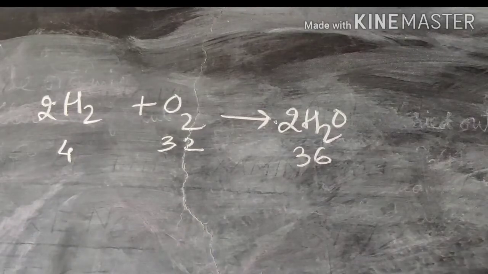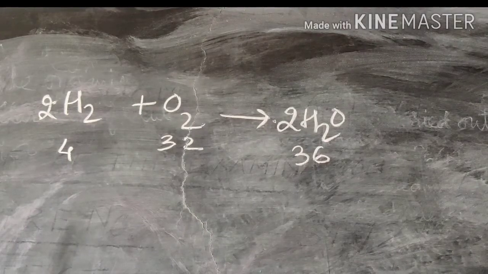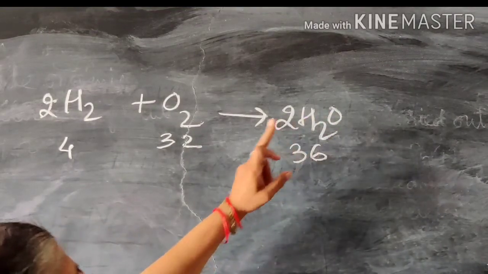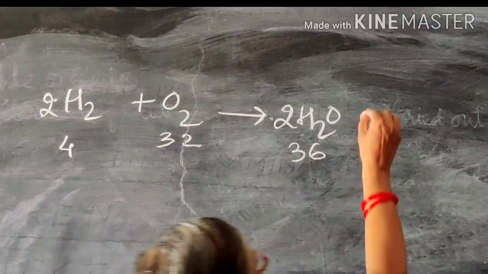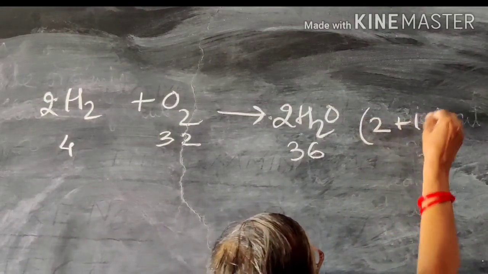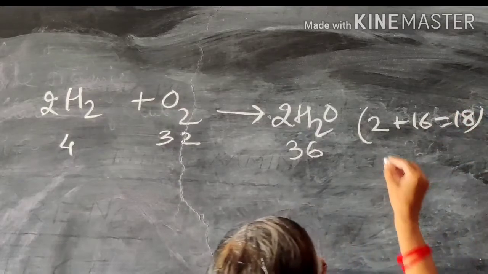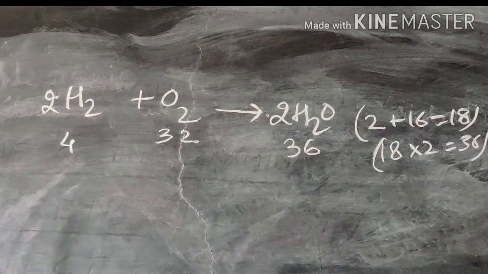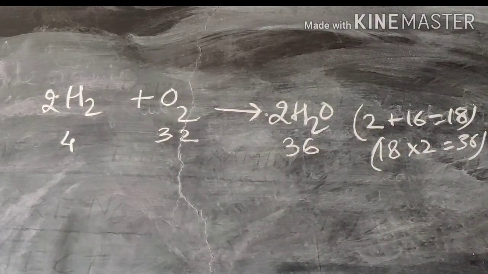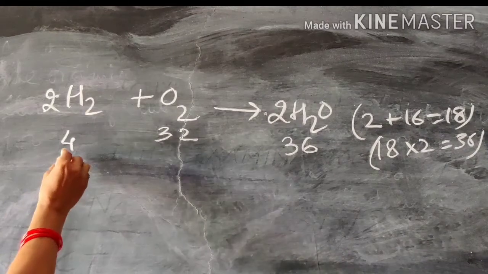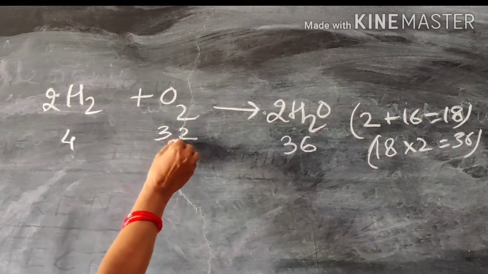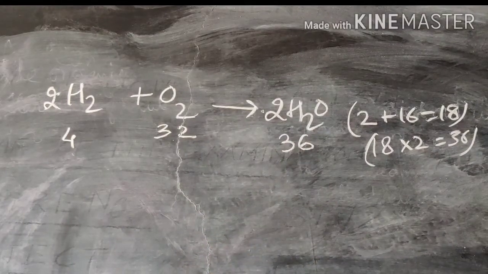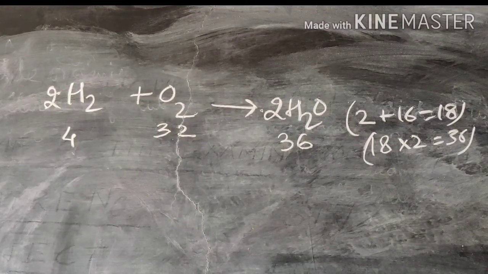gram of water, because the water contains 2 atoms of hydrogen and 1 of oxygen. So molecular mass will be 18. 18 multiplied by 2 is equal to 36. We can write here 2 plus 16 is equal to 18. Now this 18 multiplied by 2 is equal to 36 gram. So this is the stoichiometry of the equation. If you are taking 4 gram of hydrogen, then it will need 32 gram of oxygen and you will get 36 gram of water. So you can say we are following the law of mass conservation.